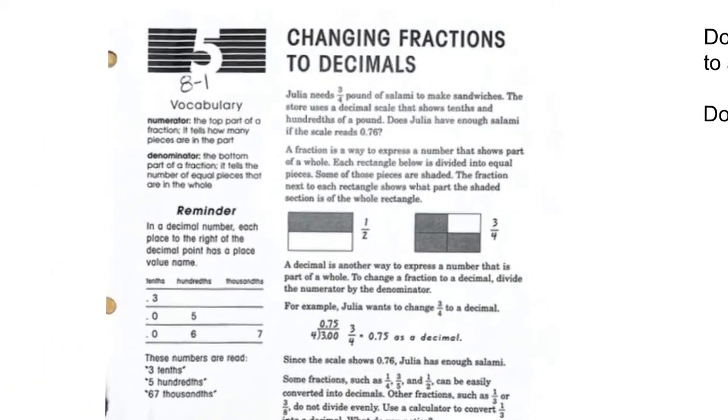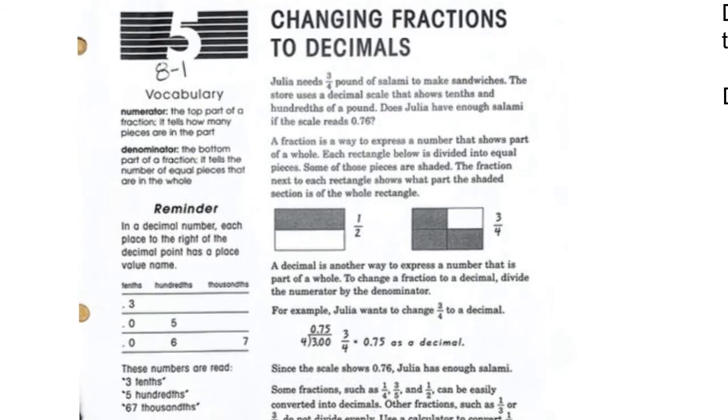All right, so today we are going to be changing fractions to decimals. Couple of things is our vocabulary. Numerator, the top part of a fraction, tells how many pieces are in the part. Your denominator is the bottom part of the fraction, and it tells the number of equal pieces in the whole.